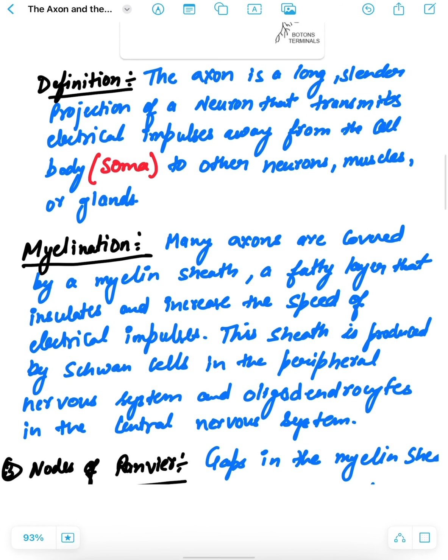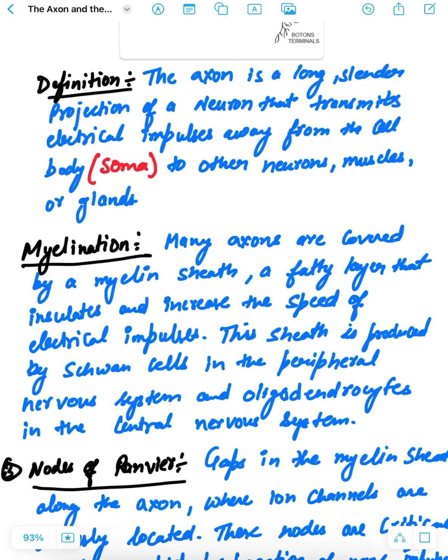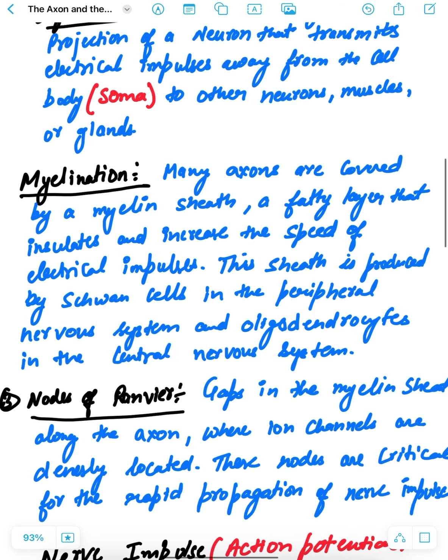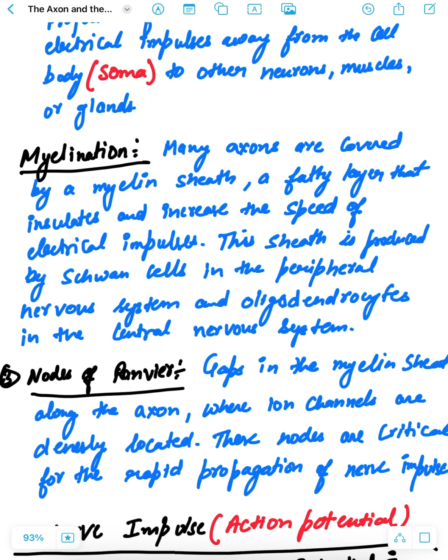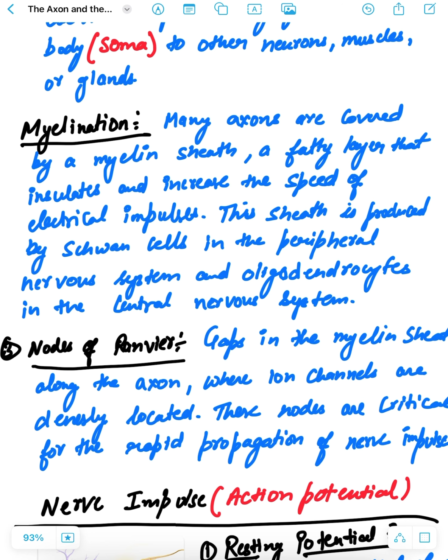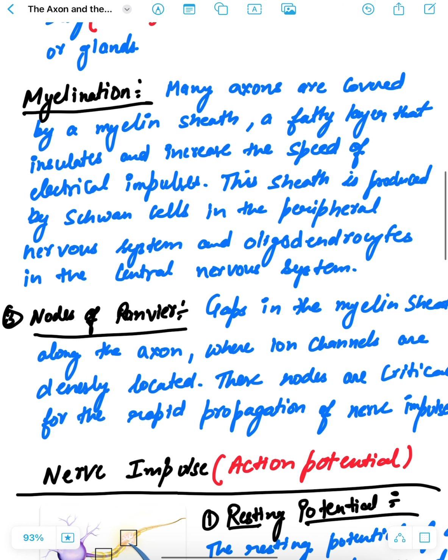Next, we talk about myelination. Many axons are covered by a myelin sheath, a fatty layer that insulates the nerve and increases the speed of the electrical impulse. This sheath is produced by Schwann cells in the peripheral nervous system and by oligodendrocytes in the central nervous system.